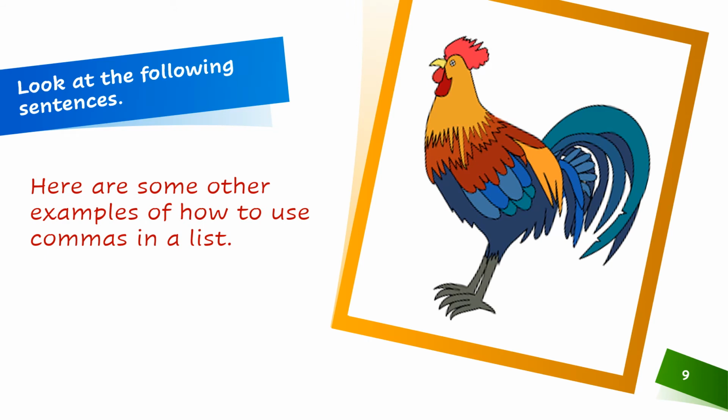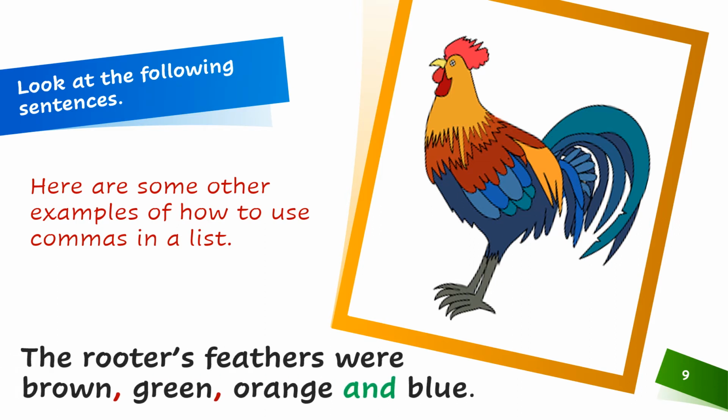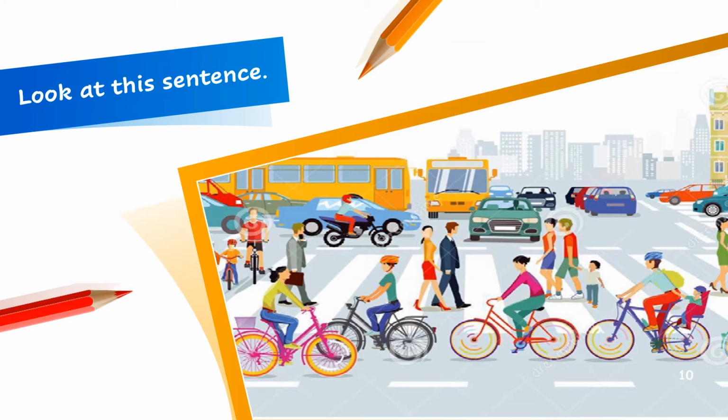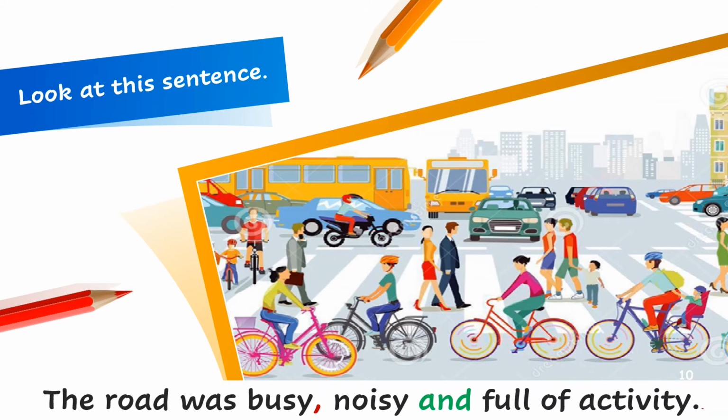Here are some other examples of how to use a comma in a list. The rooster's feathers were brown, green, orange, and blue. Once again, you can see I've put the two commas between the adjectives, and between the last two adjectives, I've put the word and. The road was busy, noisy, and full of activity. Can you see I only had to put a comma between the two adjectives and then and before the last part of the sentence?